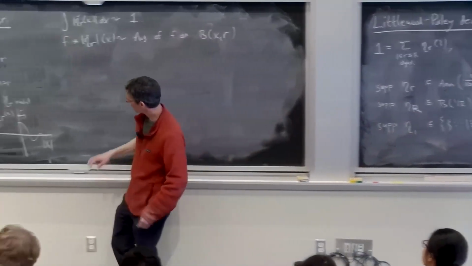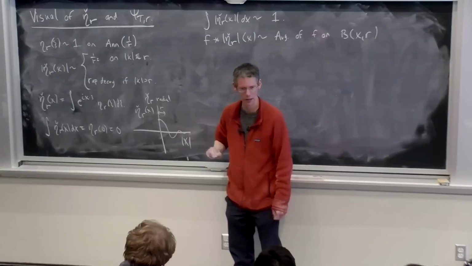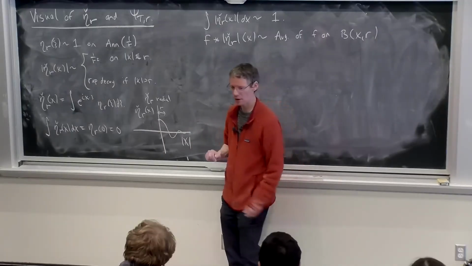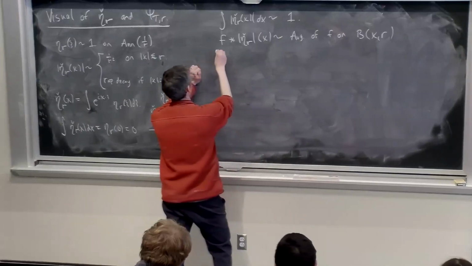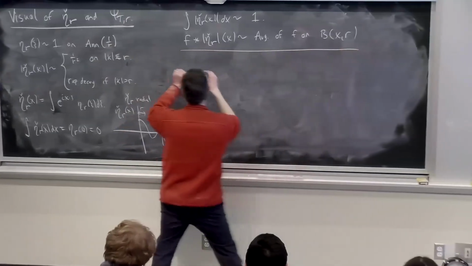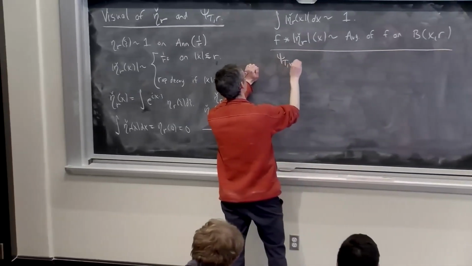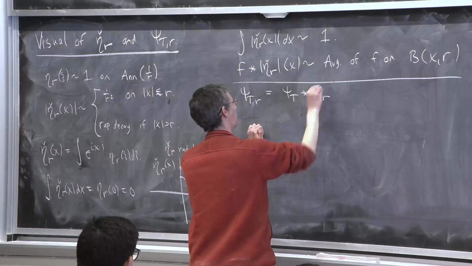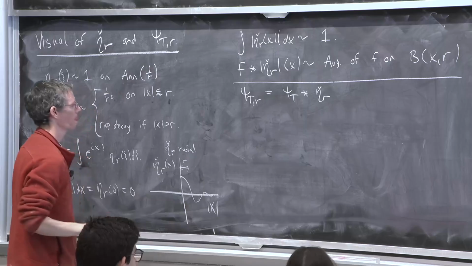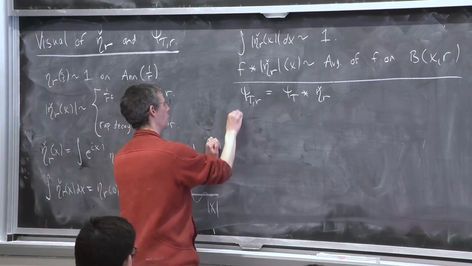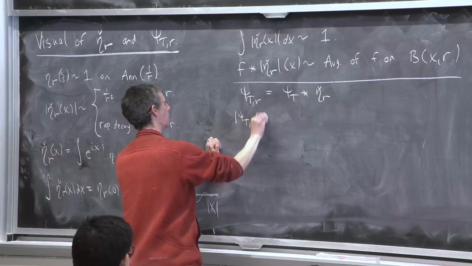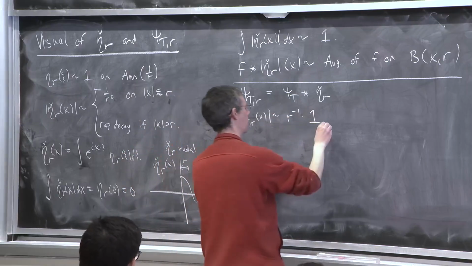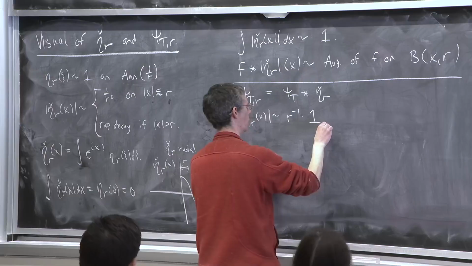OK, so that's what the function eta r looks like. And now that we understand that, we can understand the function CTR, because CTR is equal to ct convolved with eta r check. OK. So the norm of CTR of x is around r inverse times the characteristic function of a thickened tube.